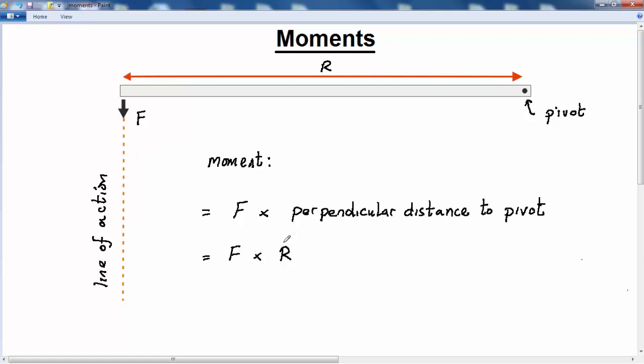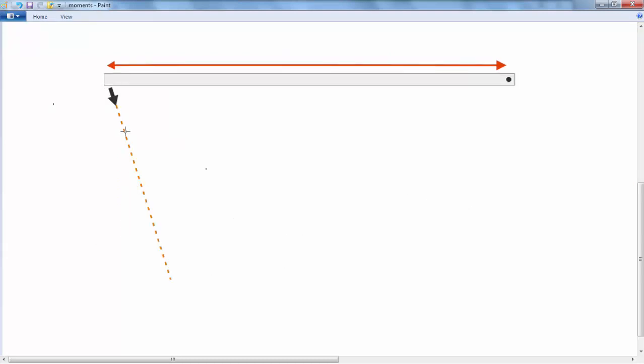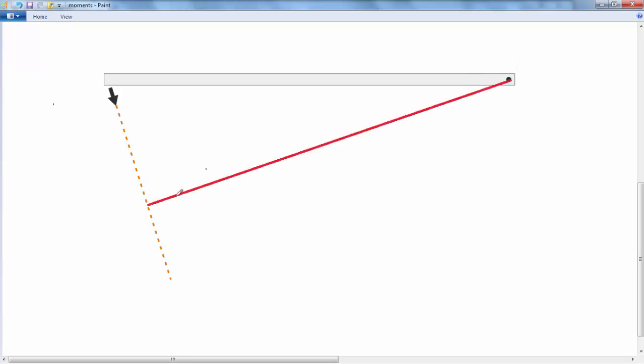So you might get a situation like this, just to emphasize the point, where instead of the force acting vertically downwards, perhaps it acts in this direction. So the direction of the line of action is no longer perpendicular to the beam, so we're going to have to recalculate the perpendicular distance to the pivot. So we'll remove this. Here's the line of action of the force, so this distance is now the perpendicular distance between the line of action of the force and the pivot point.